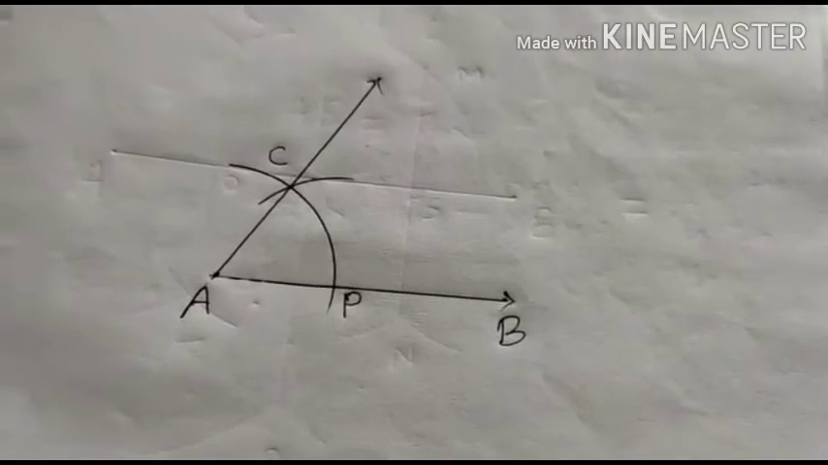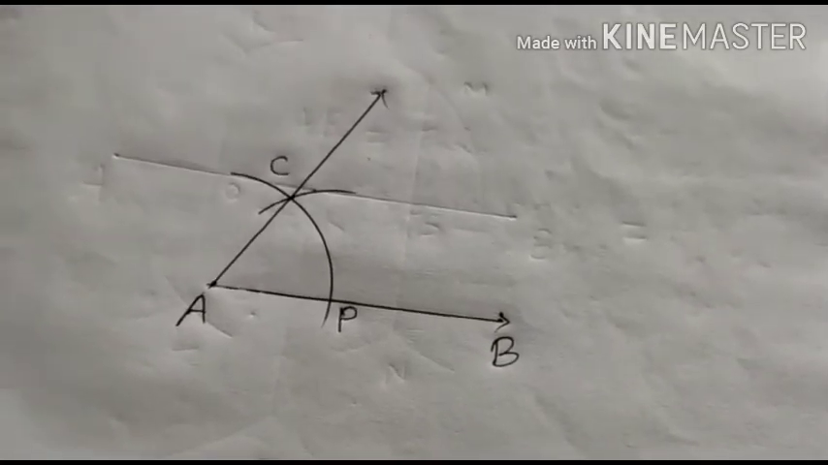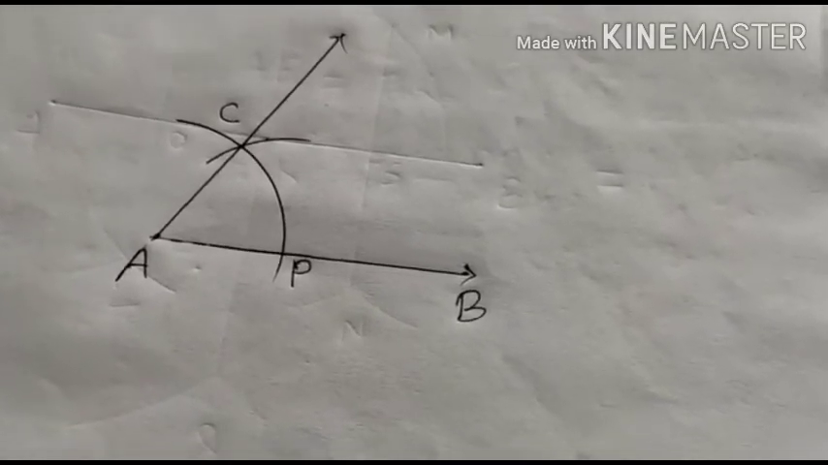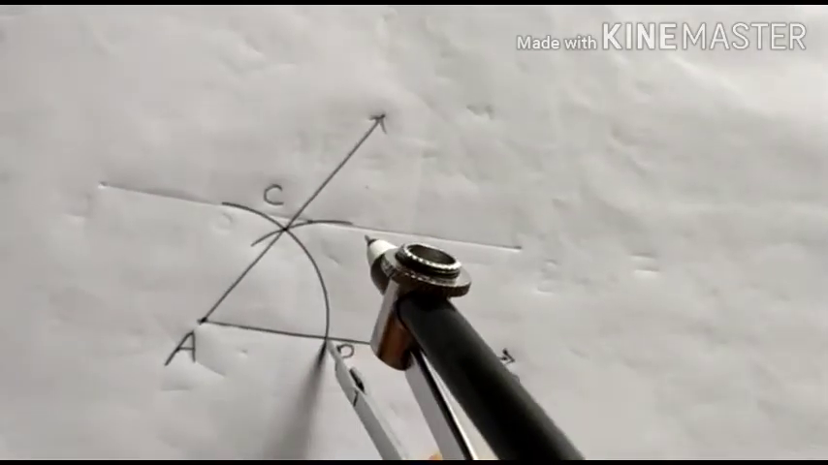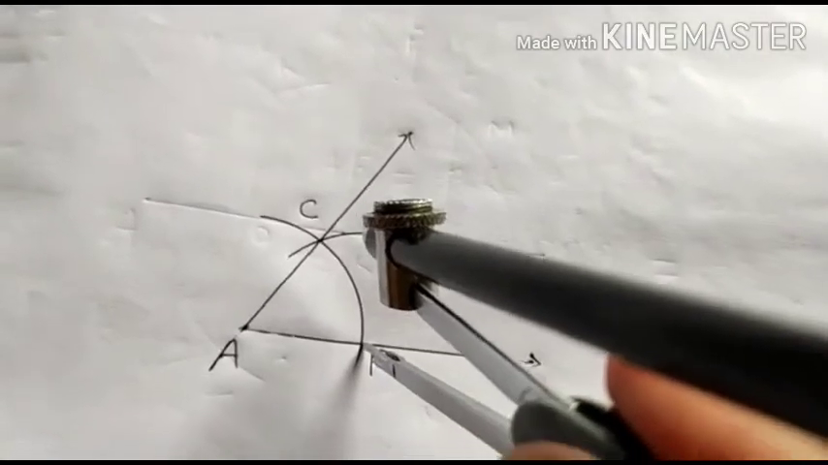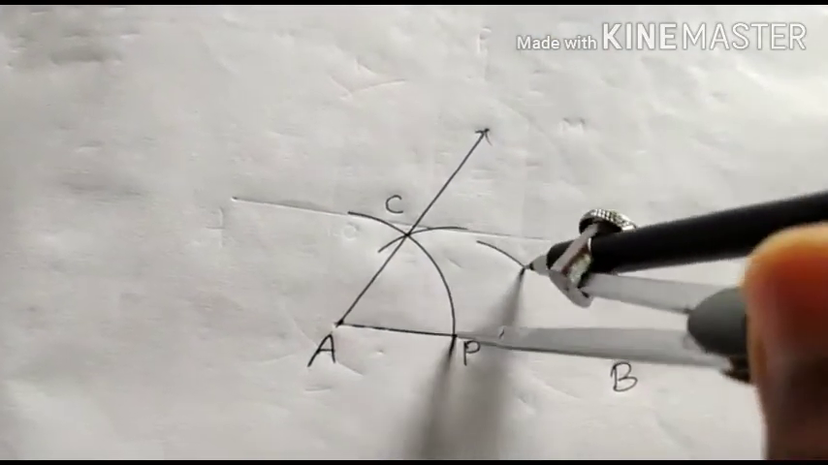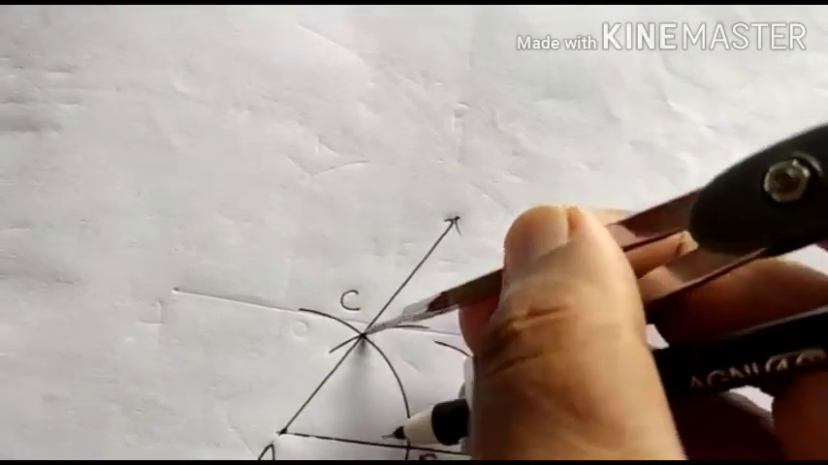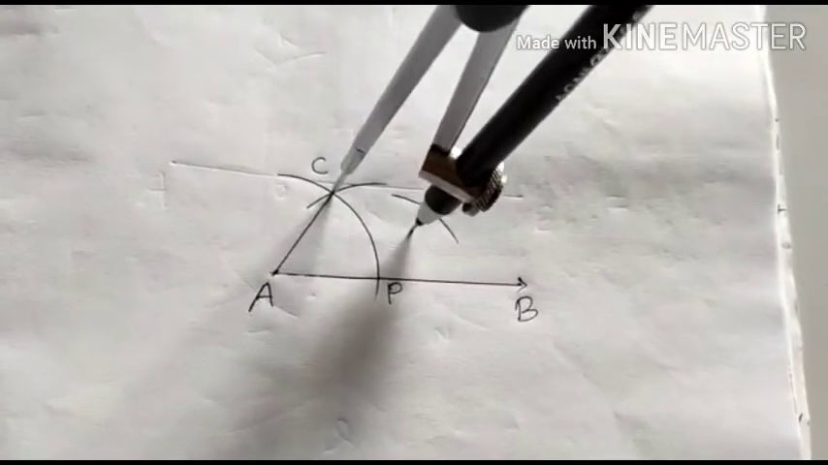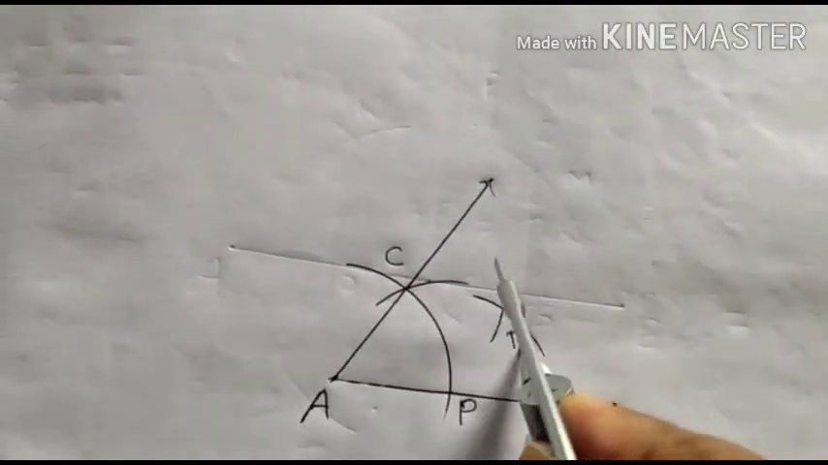Now we divide angle BAC into two equal parts. We put the pin of compass at point P and take radius more than half of distance CP. An arc is drawn. Then, with center at C and with the same radius, another arc is drawn. The two arcs meet at point D.